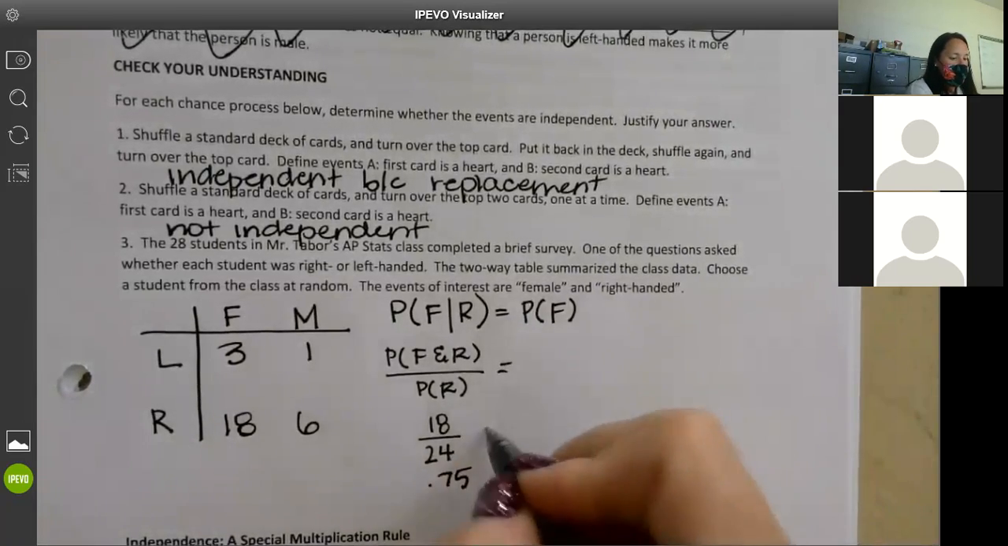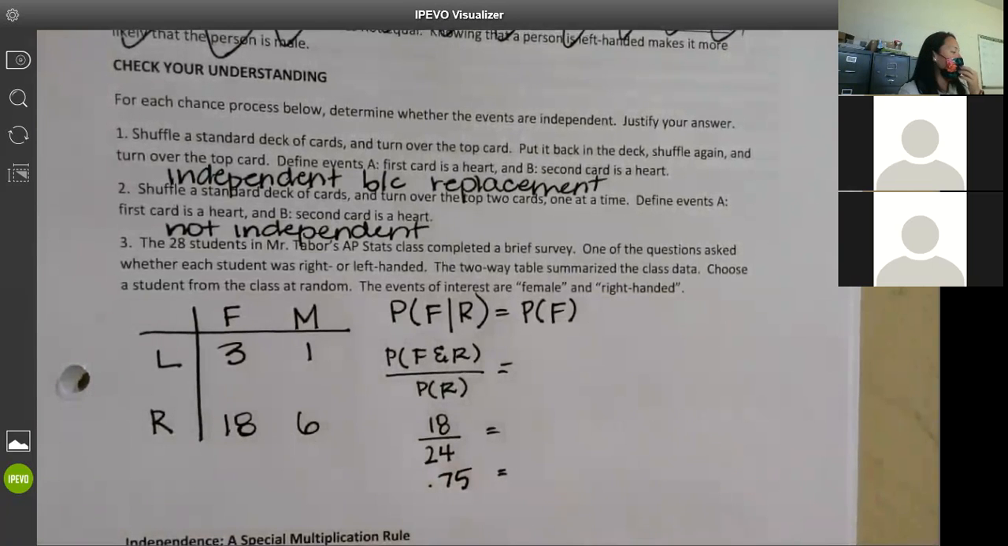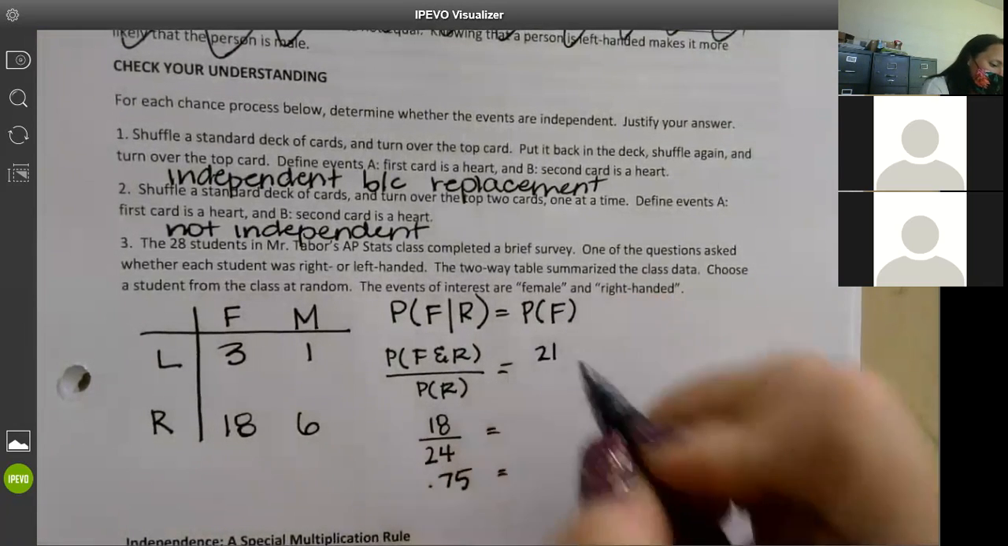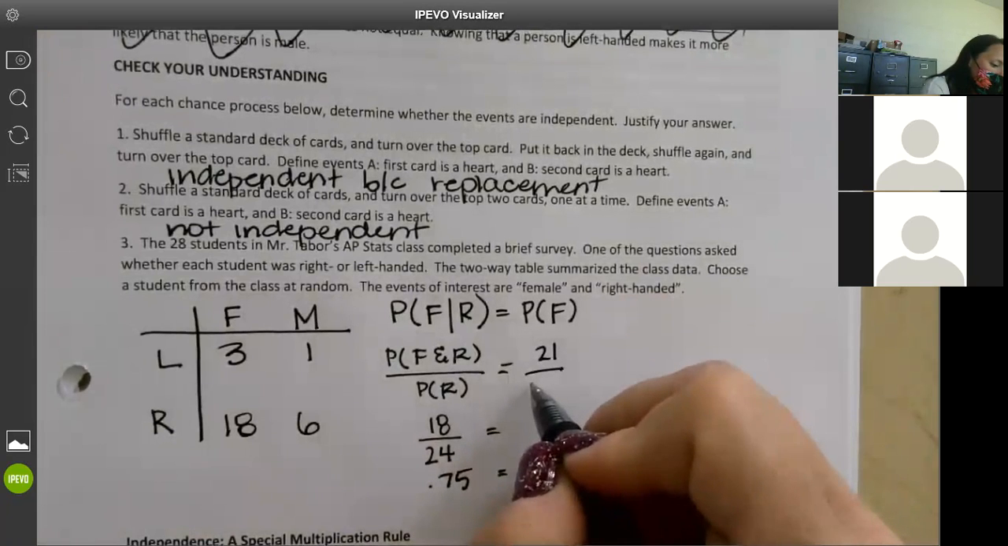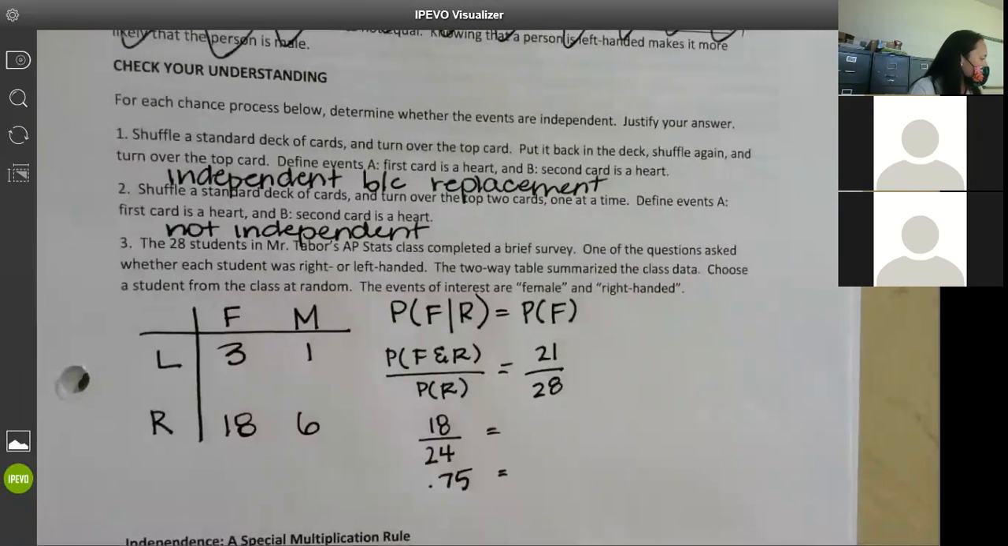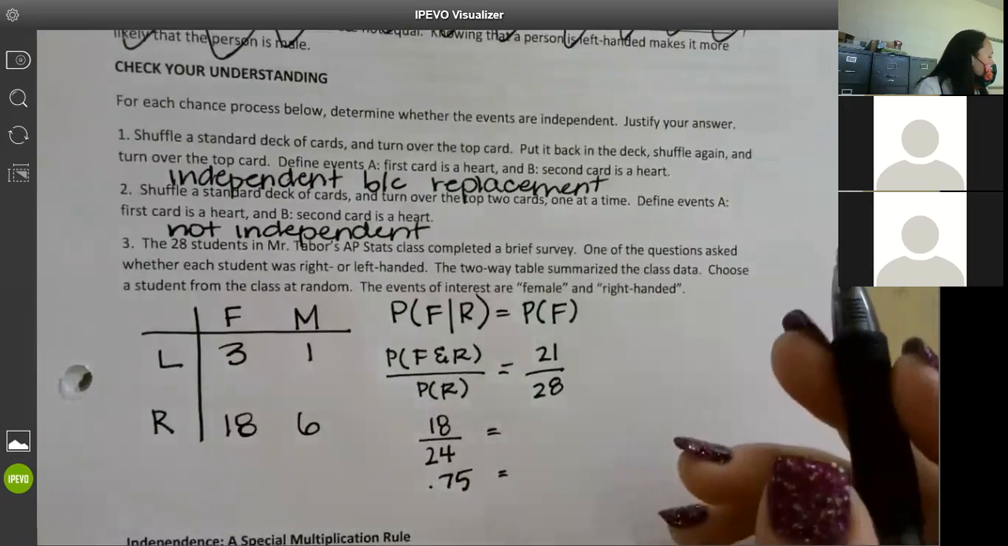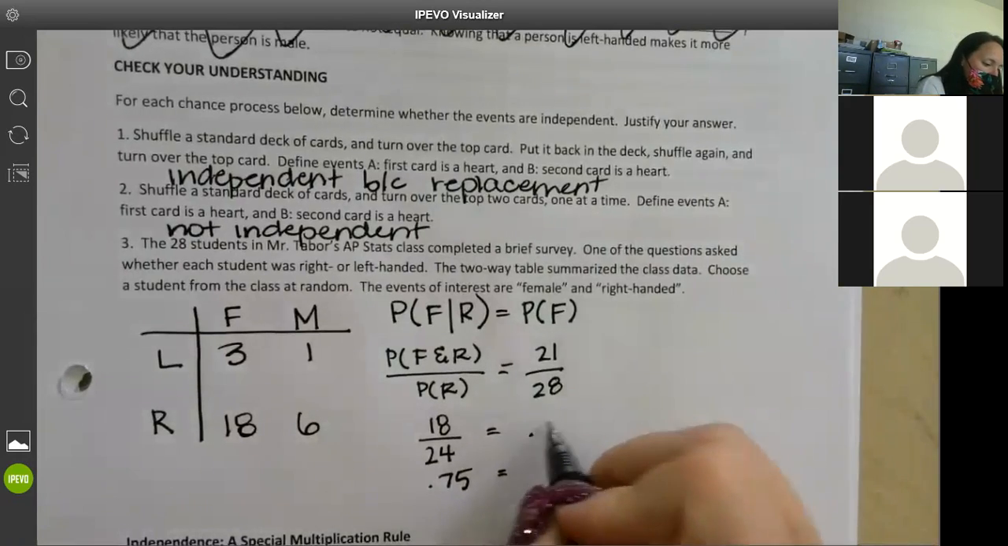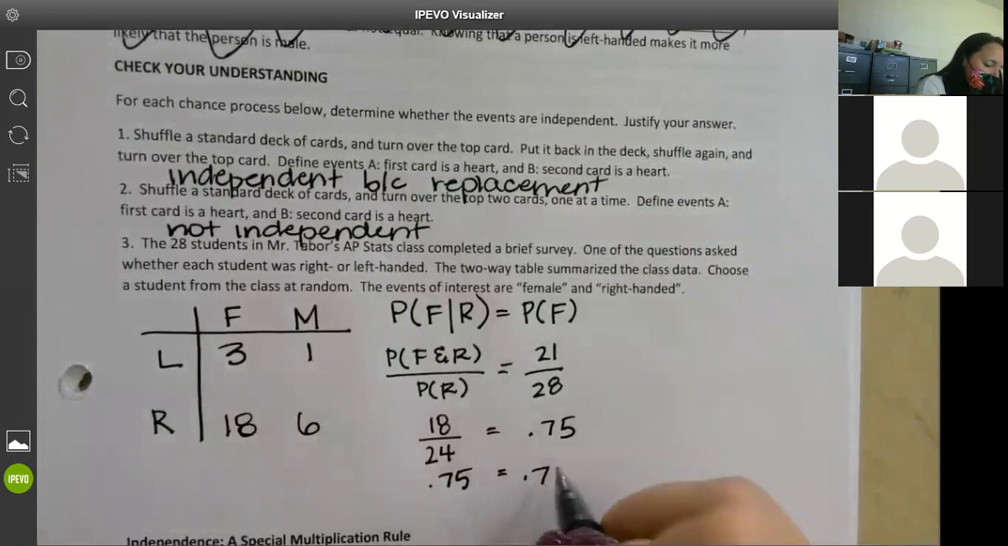So now let's check the other side. What's your probability of female? 21. How many total students were there? 28. It said it in the problem. If we total it up, it might be easier to see. 21 out of 28 is 0.75.